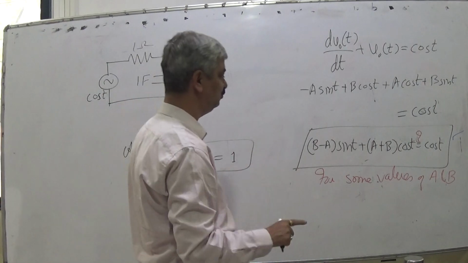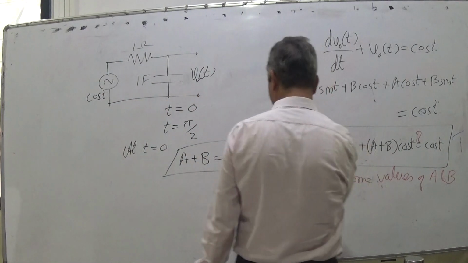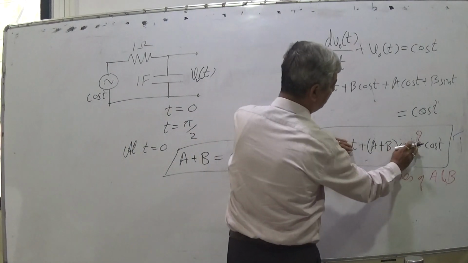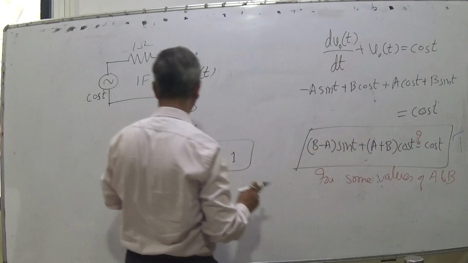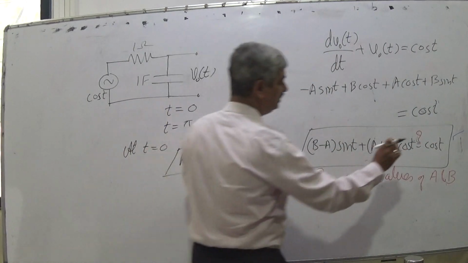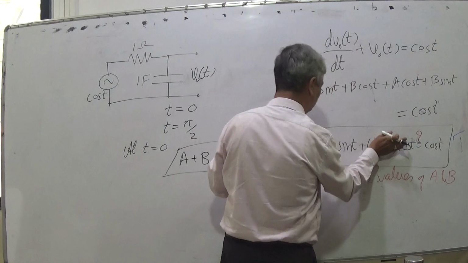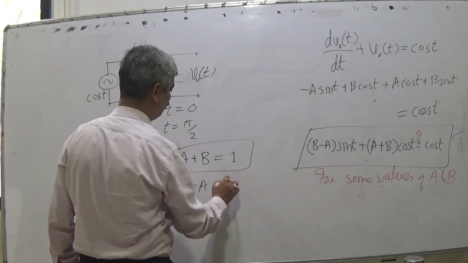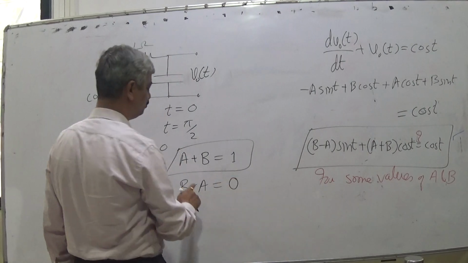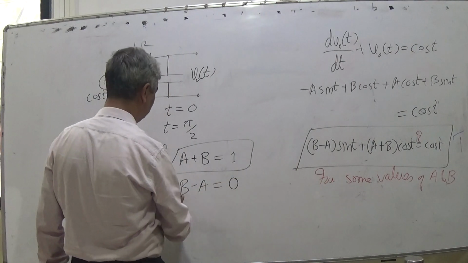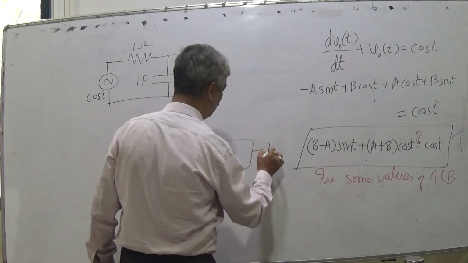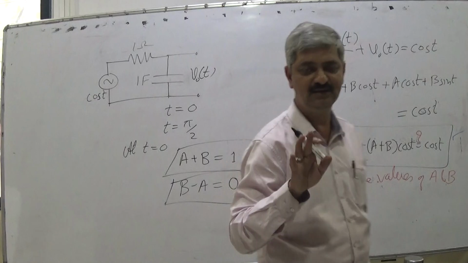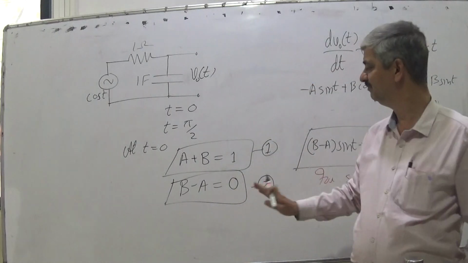At t equal to 0, this term disappears, this term becomes 1, so a plus b equal to 1. And at t equal to pi by 2, this becomes 0, this becomes 0, this becomes 1. So b minus a is equal to 0. This is equation 1 and this is equation 2. A standard high school level simultaneous equation problem.